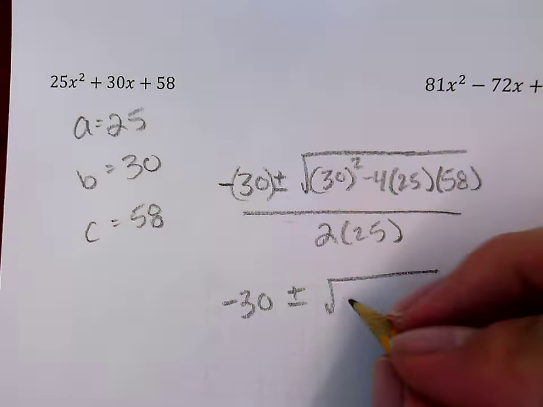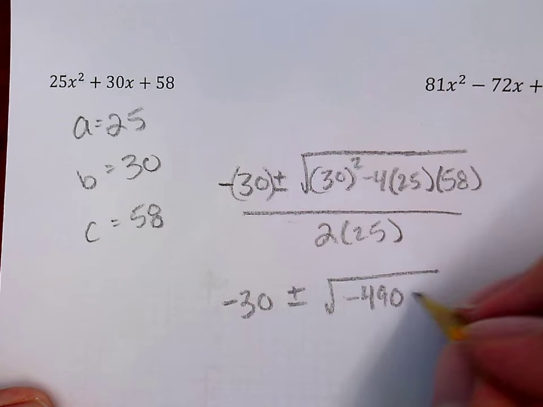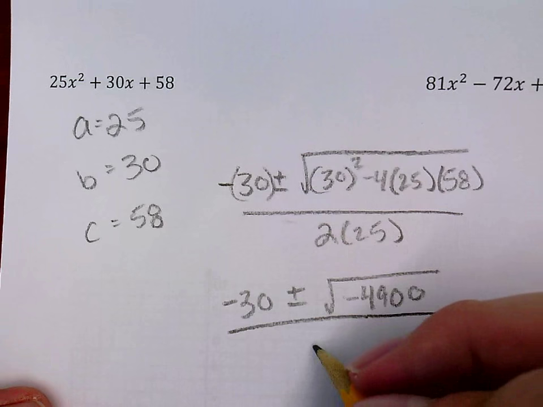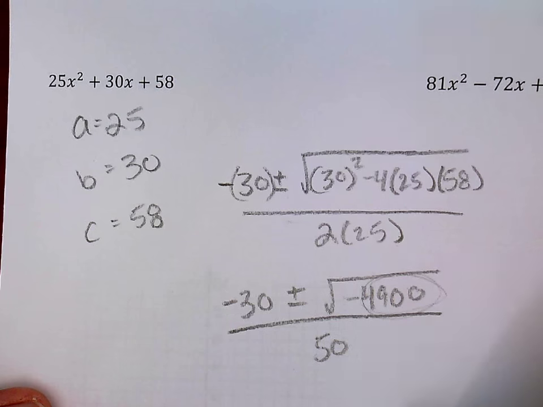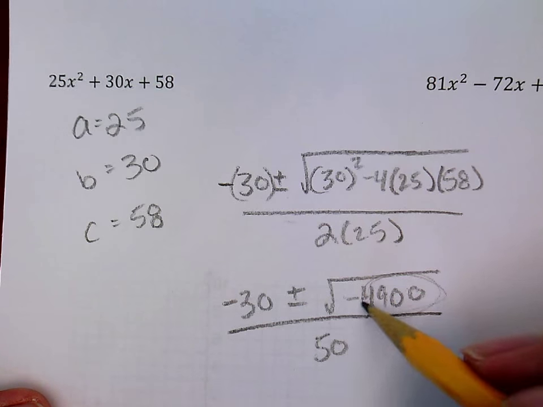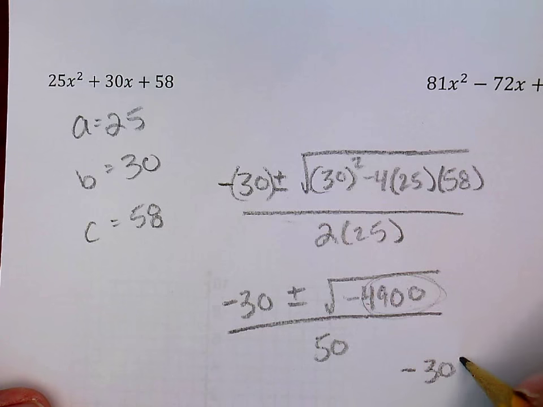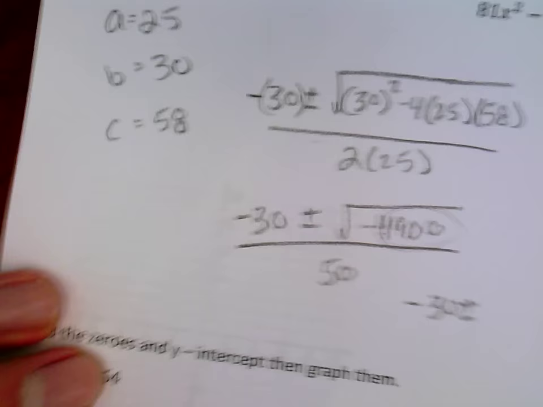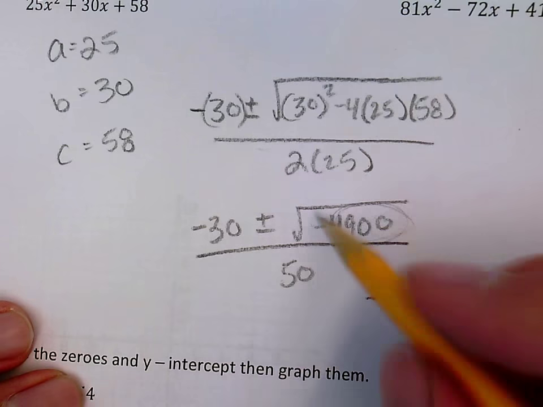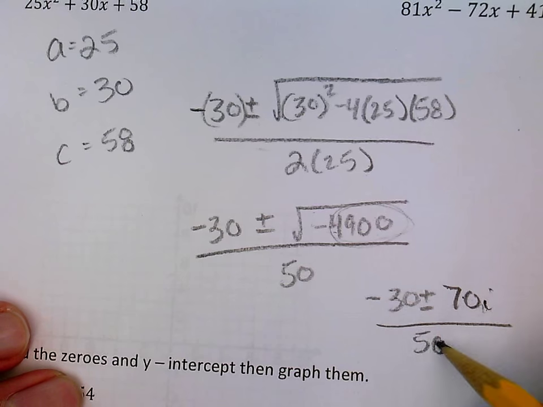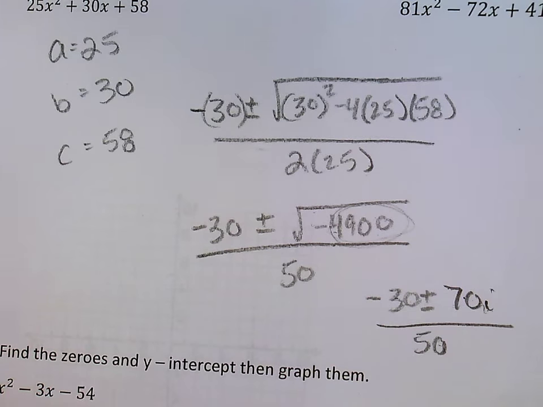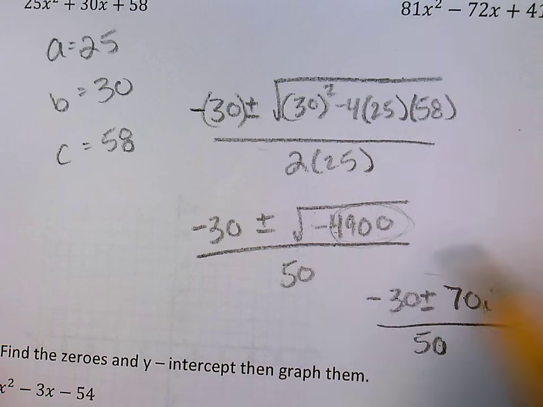Put that all in my calculator, end up with negative 4,900 all over 50. Okay, if I simplify this, remember I only can look at the square root of 4,900, not the negative part. I get negative 30 plus or minus 70, and since of this negative sign, it becomes an i all over 50. And I can tell you right now, all three of these things are divisible by 10. So 30 isn't divisible by 50, and 70 isn't divisible by 50, so we can't do the same thing we did in the last problem, but we can reduce all of these by 10.